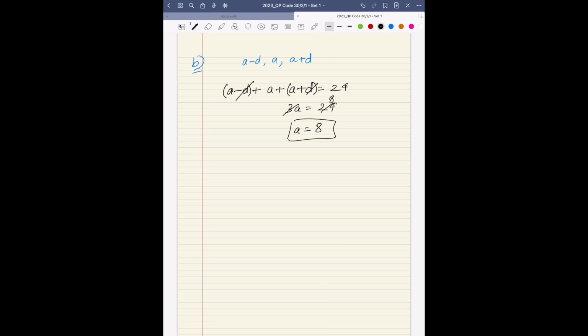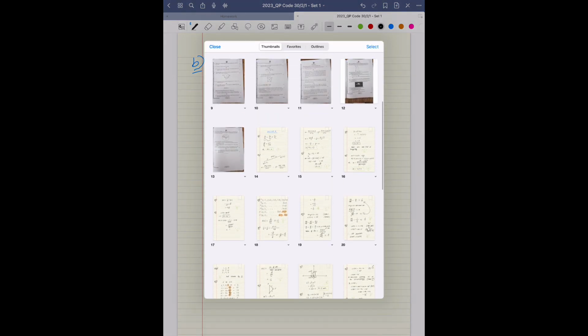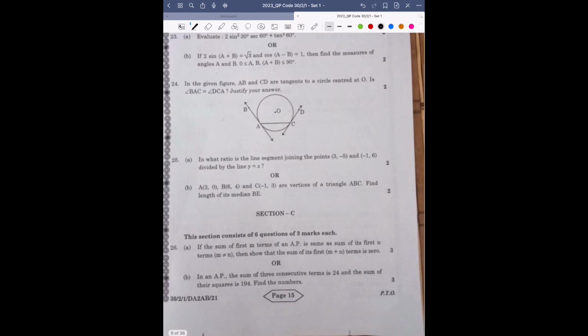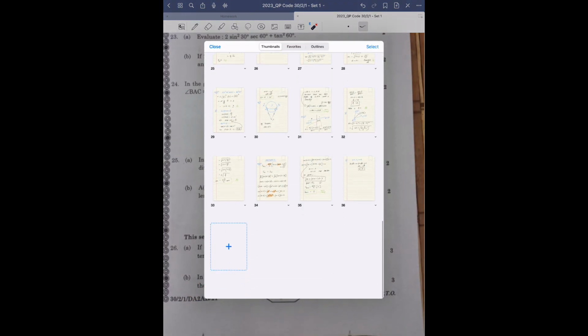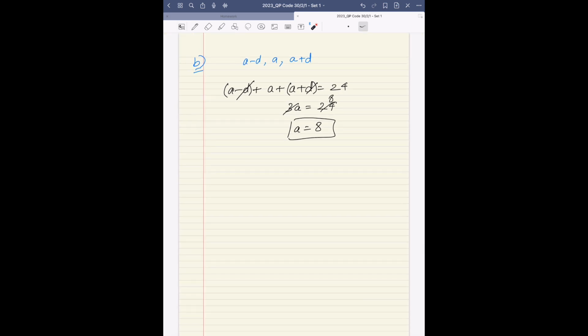Second statement says that sum of their squares. Okay, sum of their squares, this is important. So you square it and then sum it, because it's saying sum of their squares is 194, meaning you square the terms first. So (a minus d) whole square plus a square plus (a plus d) whole square is 194. Two equations, pretty easy, solve it, no brainer. In short, it's not complicated, it's lengthy, little bit.